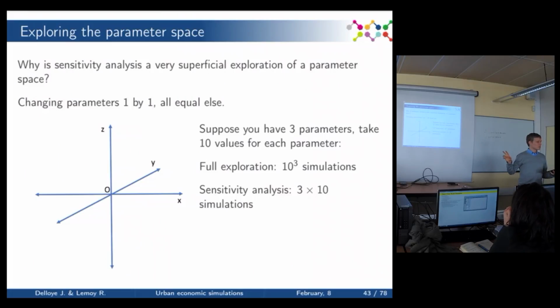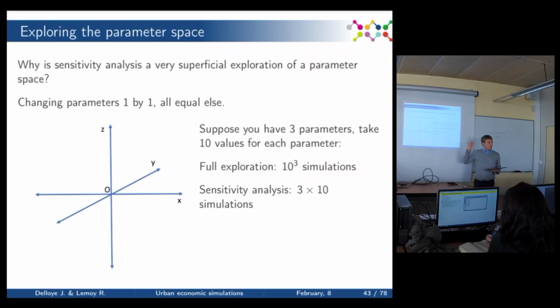That's the name the economists use. So you change one parameter, you don't change the others. And that's what people usually do for their model. So suppose you have 3 parameters, and that you want to explore 10 values for each of those parameters. Those 3 parameters, we would call them x, y, and z, for instance, and I represent them in this 3-dimensional space, x, y, z.